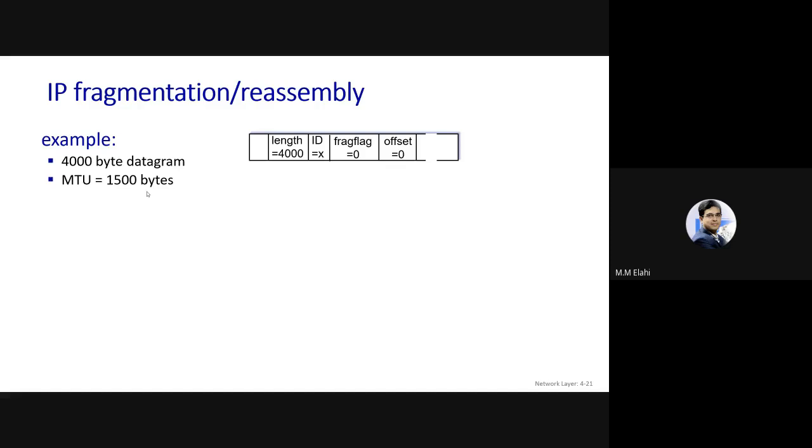So fragment flag is 1 when that is not the last fragment. For the last fragment, fragment flag is 0. I'm going to the example, just a minute.